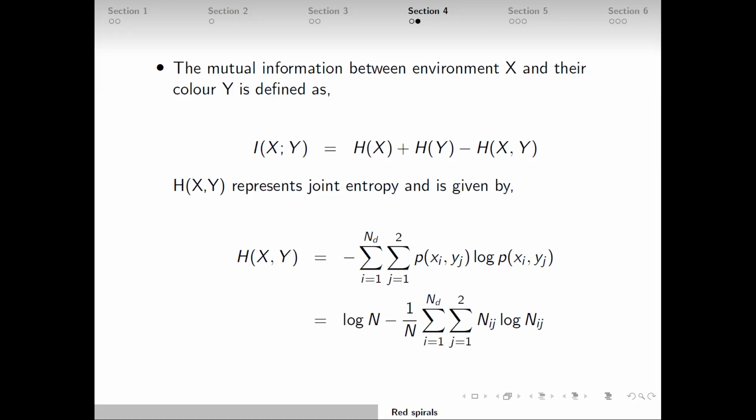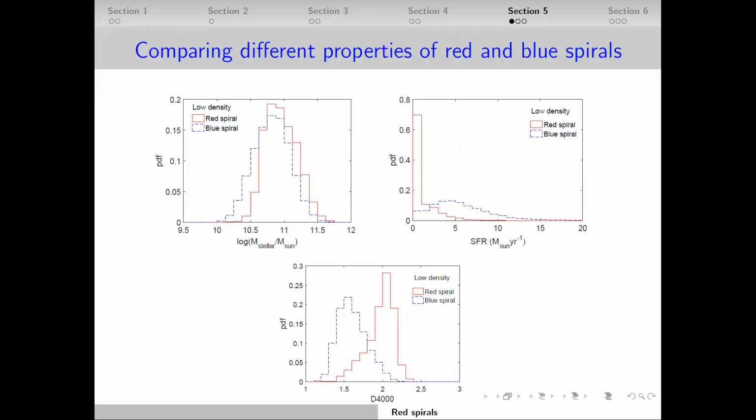The joint entropy between environment and color of spirals is given by the form of Hxy, in which P(xi, yj) gives the probability of finding a spiral in the ith voxel having the jth color. In our analysis, we consider two colors. We consider only the red and blue spirals. The simplified form of the joint entropy Hxy is also shown here.